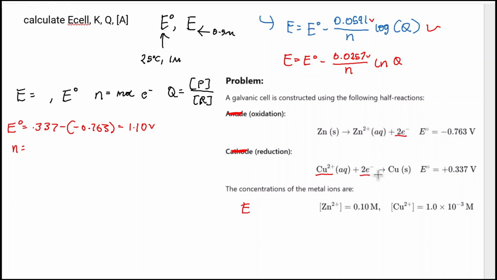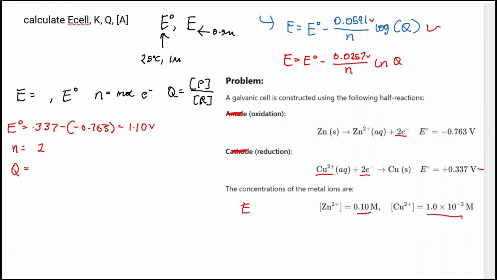So if you were to combine these equations, you don't have to multiply by 2, since they both have 2 and they both cancel out. The electrons both have a coefficient of 2. So over here, the n is just 2. And then the Q is the product over the reactants. And as a shortcut, I know that the one getting oxidized is a product. So the anode is usually the product. So which is the anode? The zinc. It's going to be this over this.